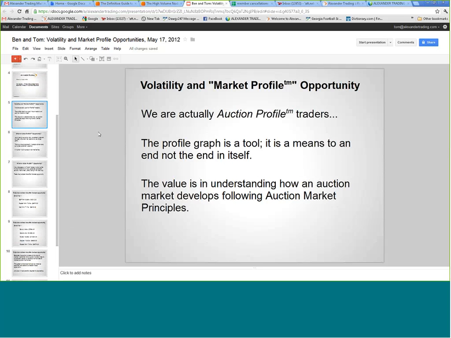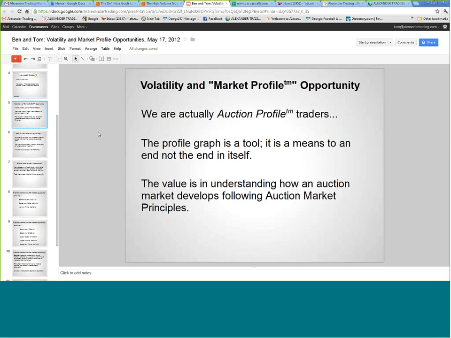We're going to talk about volatility and market profile opportunity today, because as Ben alludes to, we've had some incredible opportunities lately. Now, I want to emphasize, we're not market profile traders. We don't trade market profile. You don't want to trade market profile. We're actually auction profile traders. We are auction market traders. The profile graph is a tool. It's not the end in itself.